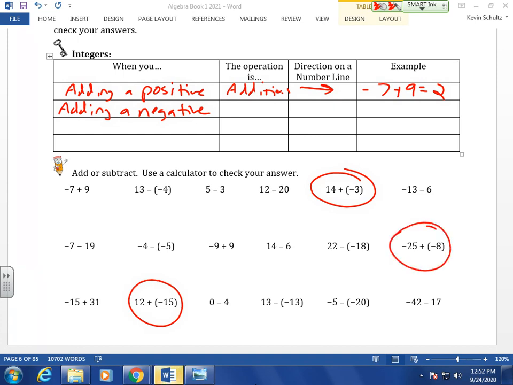Again, we see here that the sign of that first number makes no difference. Look what's in between. In between 14 and 3 is plus negative. In between negative 25 and 8 is plus negative. That's where the operation is, what's in between the numbers. Nothing to do with that first sign. Any others in here as well? I don't think so. So the operation when we add a negative actually is what? Subtraction.